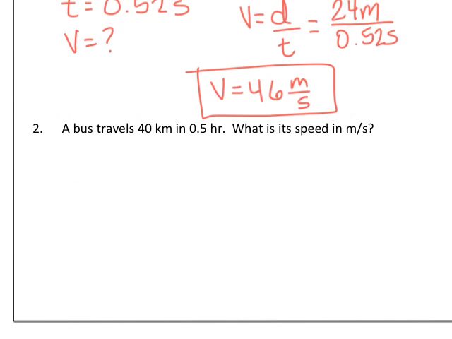Go ahead and pause the video and try example problem number 2. Notice that you're given units of kilometers and hours, but you're asked to find the speed in meters per second, so don't forget to make those conversions. If you have problems with this one, make sure that you ask me about it in class and we can go over it together.